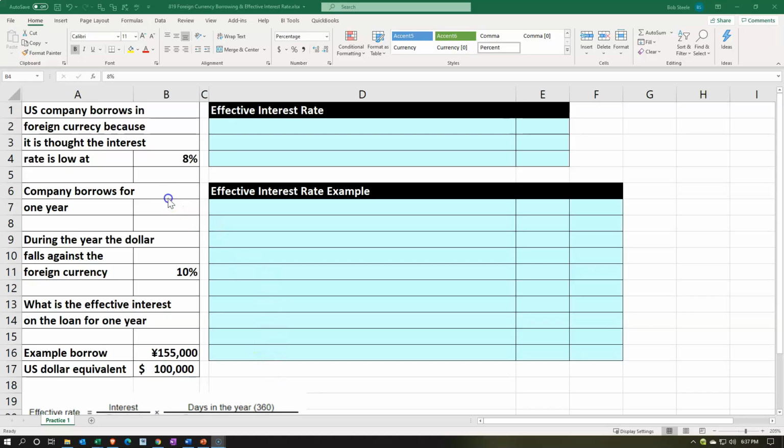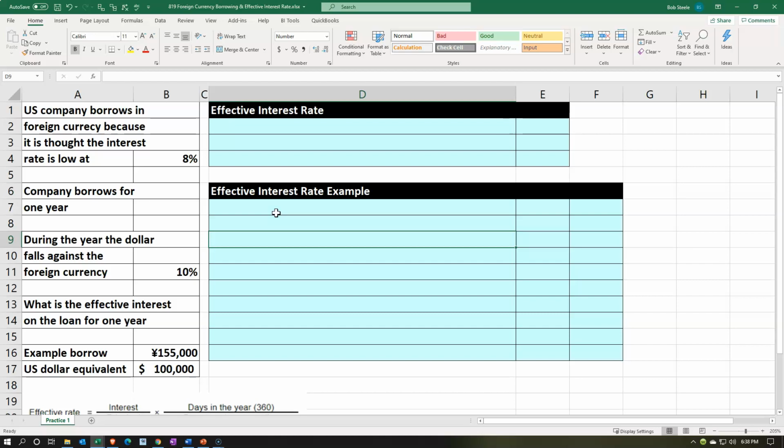Here we are in Excel. We have the information on the left-hand side. We're going to put that into the blue area into our worksheet on the right-hand side. What we're going to be using is the effective interest rate. We're going to be calculating the effective interest rate on borrowing money in a foreign currency.